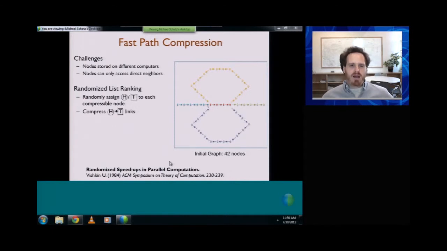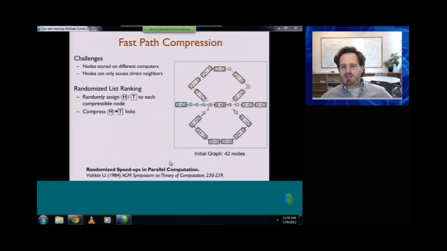And then every time we have a head node followed by a tail node, we're going to be able to then, in one round of parallel computation, execute that compression. So here I've assigned head and tail to every single node. Notice that can all be done in parallel. We can then identify pairs of nodes that it's heads followed by tails. This isn't going to identify every single possible pairing that could take place.